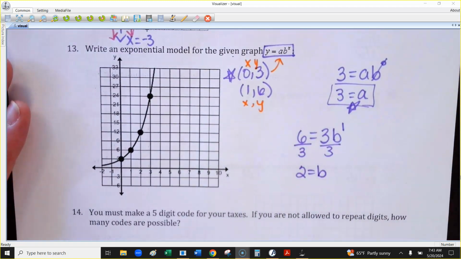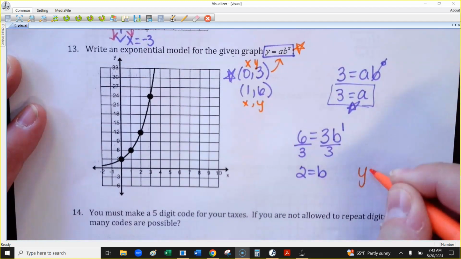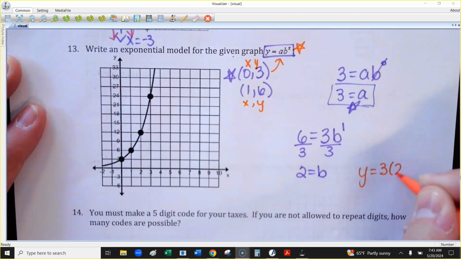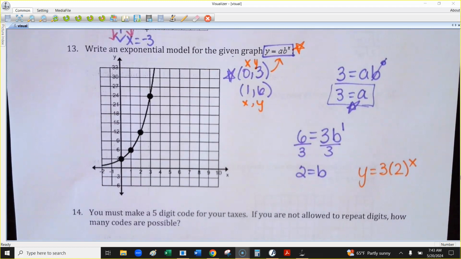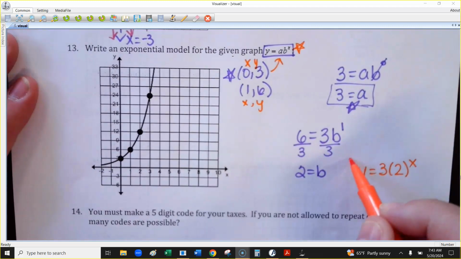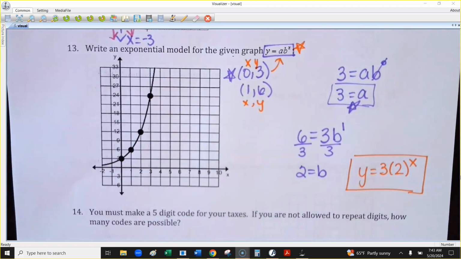Now, your actual answer, you got to write it in this format. So we would write y equals 3 times 2 to the x. And don't multiply the 3 and the 2 together, because in your order of operations, you got to do the exponent first. So I'm pretty sure that's one of the multiple choice options. It'll say 6 to the x. Don't pick that. It has to be y equals ab to the x. And you multiply after you do the exponent in your order of operations. Does anybody have a question about that one?